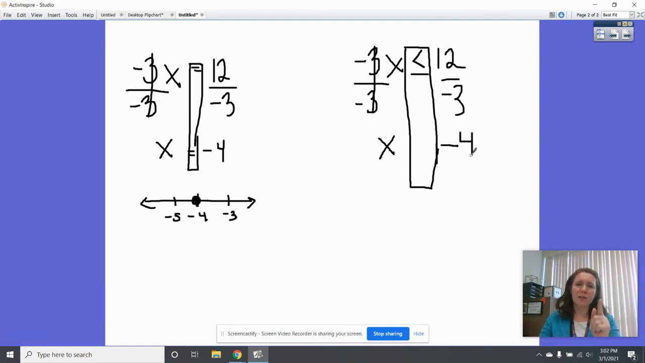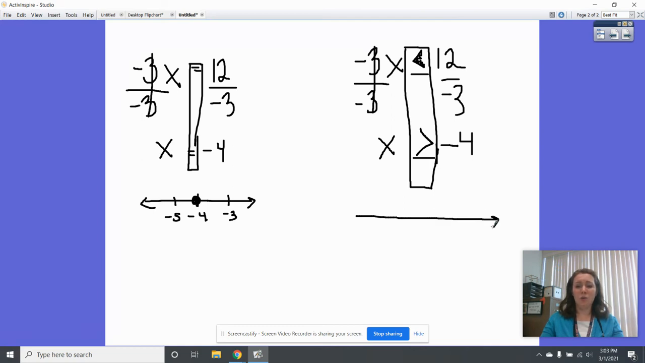Here is where it is different. Anytime you multiply or divide by a negative number, you change the direction of the sign. So right now, it looks like it's an arrow pointing at the x, or sometimes I think of it as an alligator and it's eating the 12. Well, I need to flip the direction of the sign. So now that alligator needs to eat the x, and that arrow needs to point at the negative 4. Now I can't forget that line underneath as well.